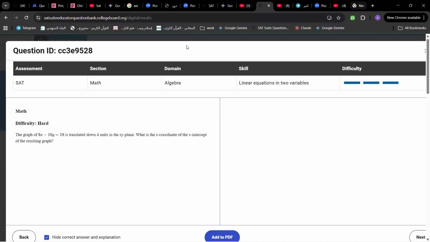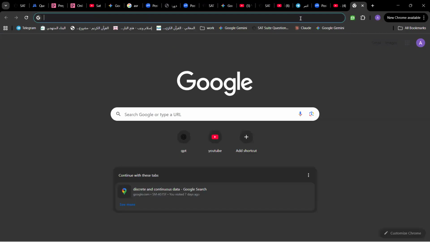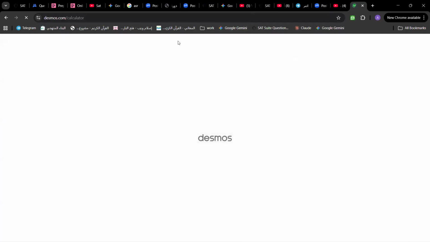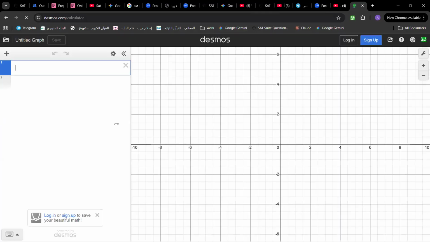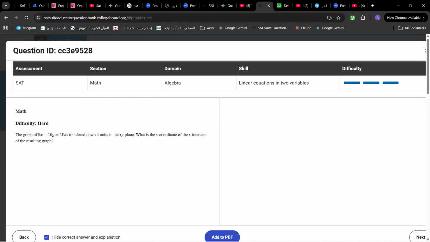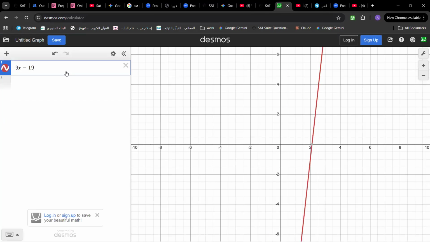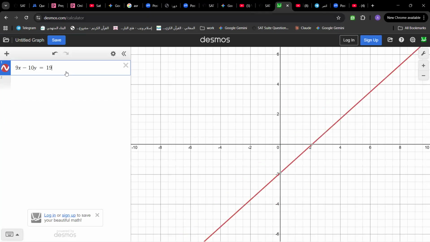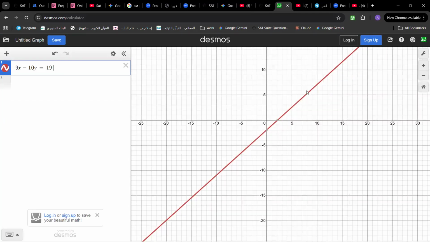Another way to solve this question is using Desmos. Let's see how. You will put in the equation 9x minus 10y equals 19. Then you will translate it down 4 units.